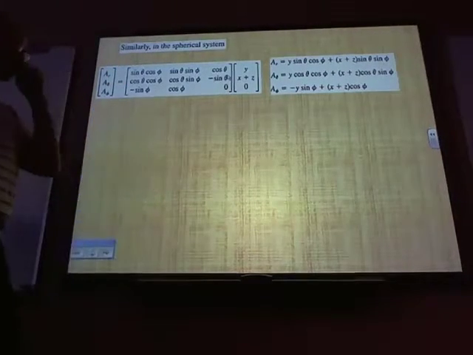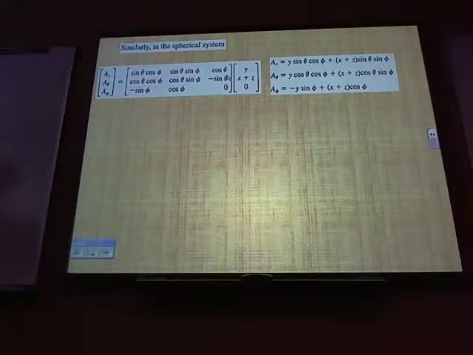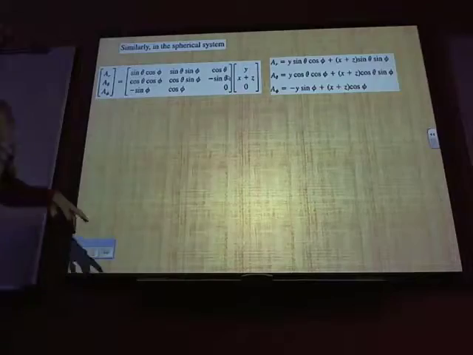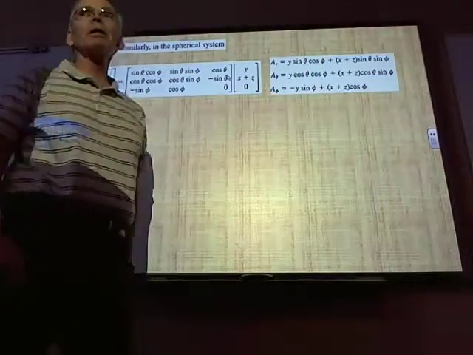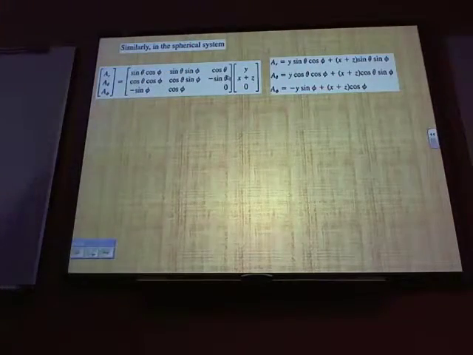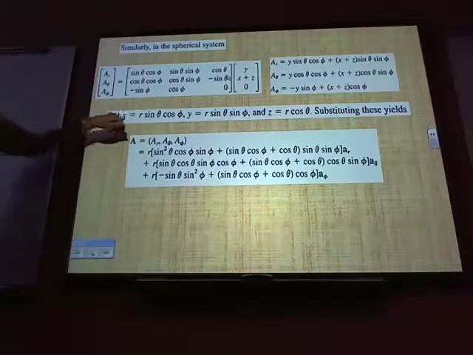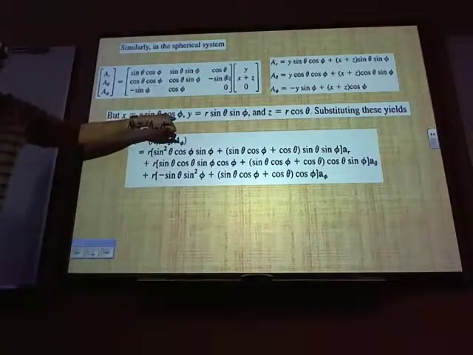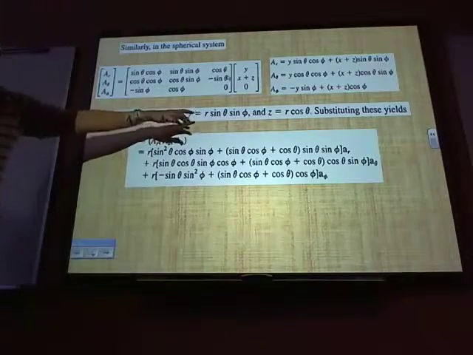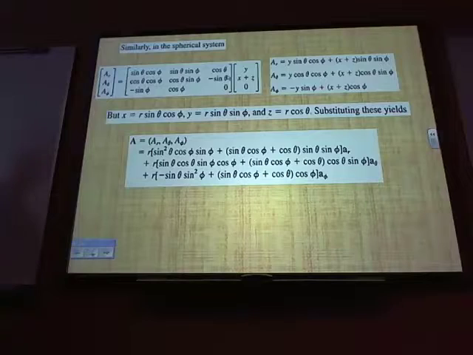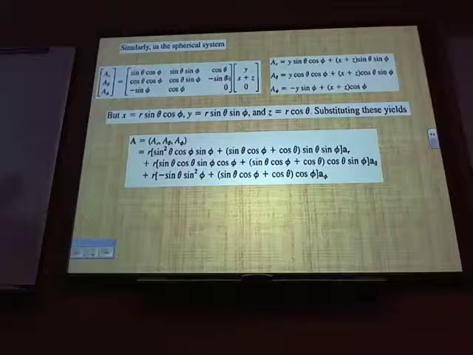Okay, what am I going to do next? Well, I need to do something with these y's and x's and z's to convert them into r's and all these other things, right? So here's x. X is r sine phi cosine theta. There's my y term, and there's my z term. Put them in there. Boy, that's looking good, isn't it? It's really looking complicated there.